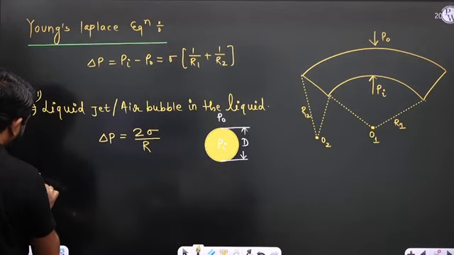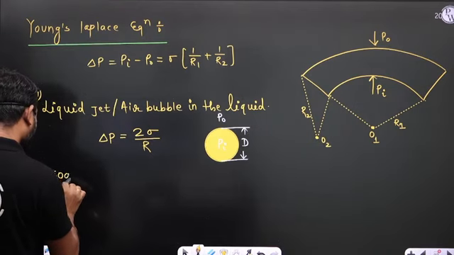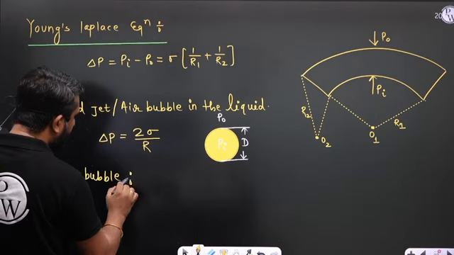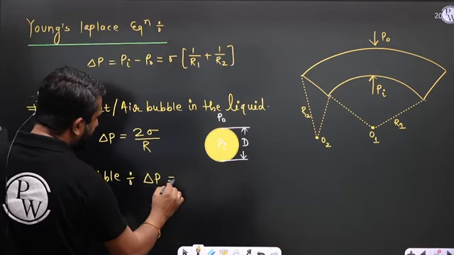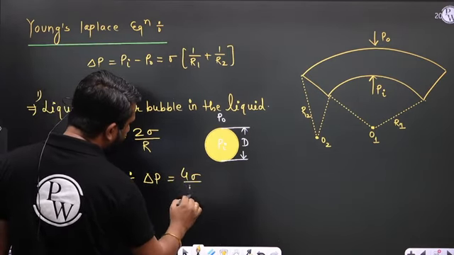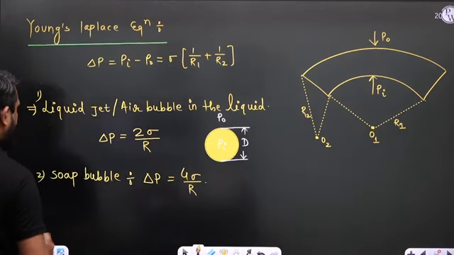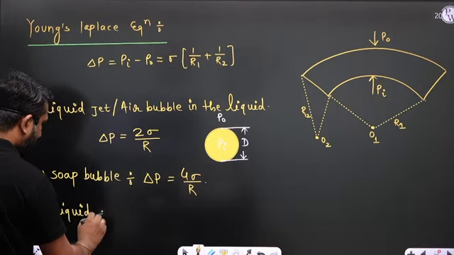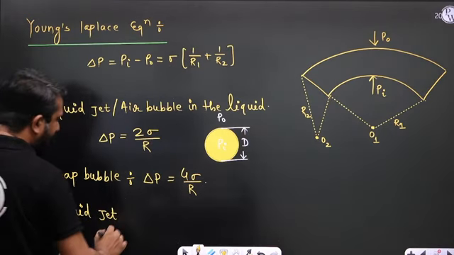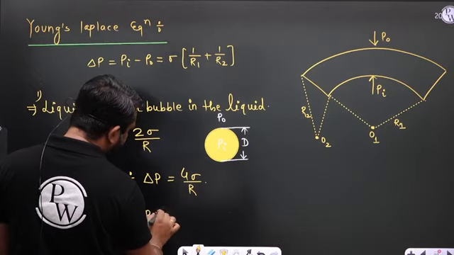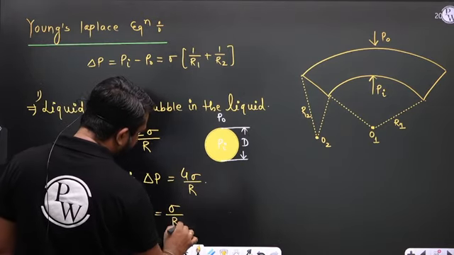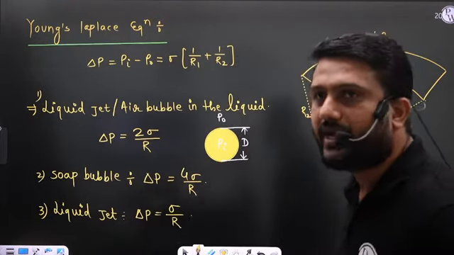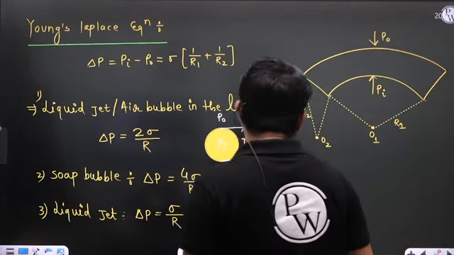Now come to the second case. The second important case is a soap bubble. And in case of the soap bubble, what is the delta P? The delta P is 4 sigma by R, right? And the third important case is the liquid jet. In case of the liquid jet, what is the delta P? The delta P is sigma by R, right? So we already discussed these things.